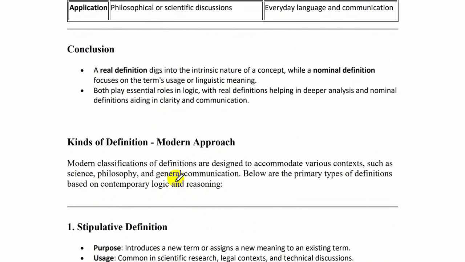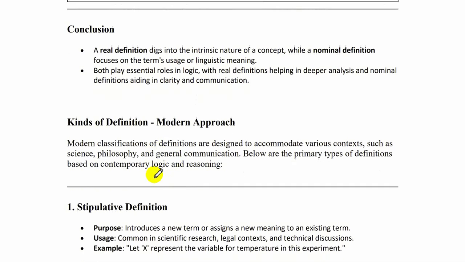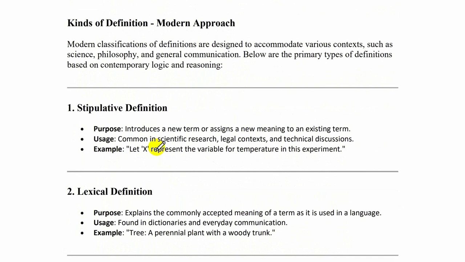A real definition digs into the intrinsic nature of a concept, while a nominal definition focuses on the term's usage or linguistic meaning. Both play an essential role in logic, with real definitions helping in deeper analysis and nominal definitions aiding in clarity and communication. Let's look at different kinds of definition as per the modern classifications.